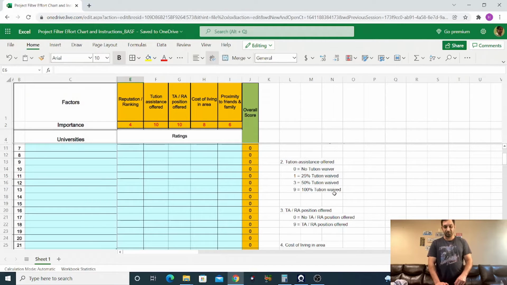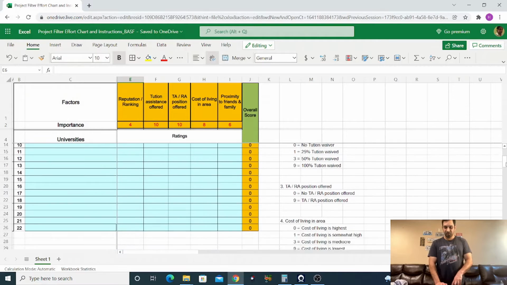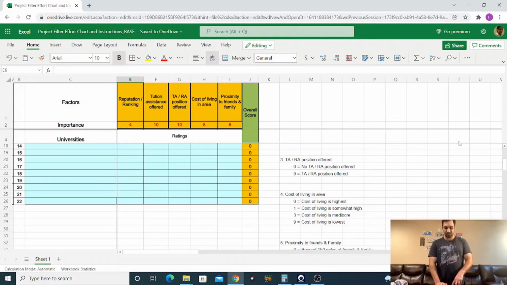So again, if you get 100% tuition waiver, you can give it a rating of 9. If you get 25%, a 1, and so on. Assistantship, if you get a teaching or a research assistantship, you can give it a rating of 9, and if you don't get it, you can give it a rating of 0. So you really just have 2 choices there. Either you get it or you don't get it. So you can rate accordingly.